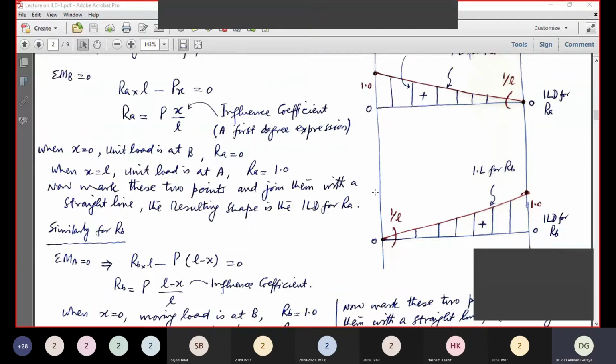Any question, any confusion as far as the drawing of these two influence line diagrams is concerned? ये साथ साथ चीजों को क्लियर करते चले जाएं ताकि आगे चीजें जाके आपके लिए प्रॉब्लमेटिक ना हो. जी, any confusion?